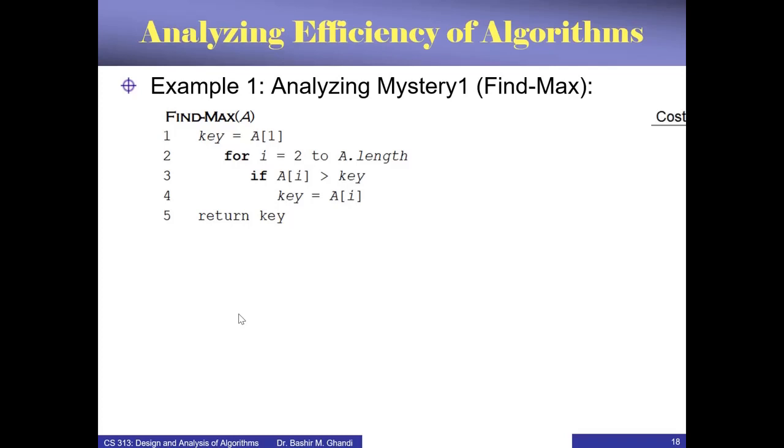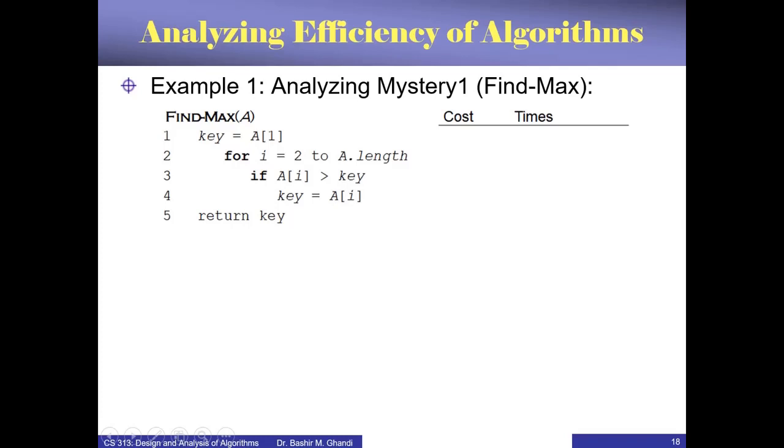So what we normally do is we draw a table. The table will have 2 columns, one for the cost of each operation. So for each statement here, you identify the cost and how many times you're going to do it. So based on this table now, you come up with a running time function that depends on the input size.